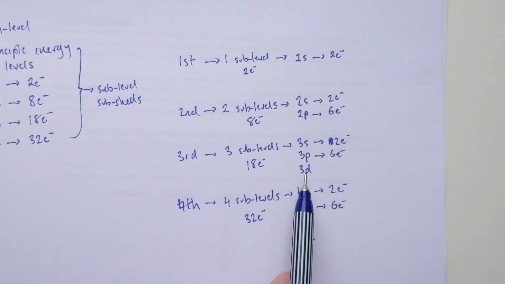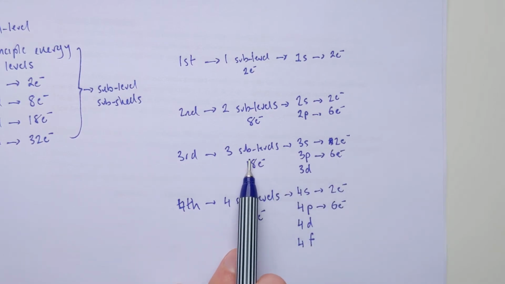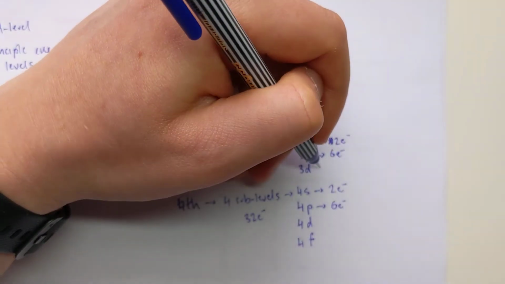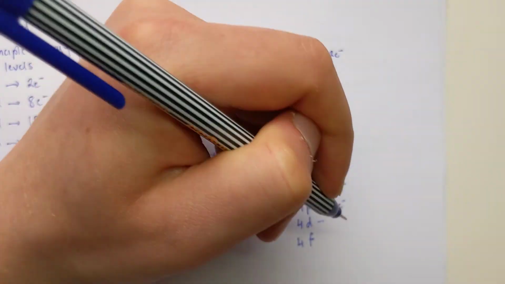If we turn to the third one now, we've got 8 electrons so far in the third principal energy level. We have to get up to 18. So that therefore must mean that the D sublevel must hold 10 electrons. And that hopefully should be the same for the 4D.